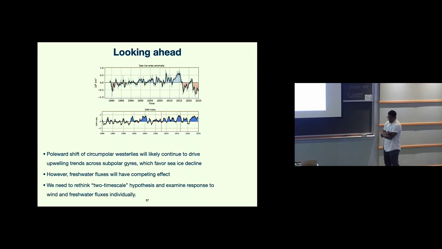Okay, I'll stop here. Oh, one more thing. I think we also need to rethink the two-type field hypothesis, right? I talked through that earlier, and I don't think this idea is wrong, it's just incomplete. It doesn't factor in freshwater fluxes, first of all. It also doesn't help us with internal changes. And so I don't think it's out of the question to think about this in a simple theoretical way and come to some scaling arguments for how the sea ice should respond to changes in both circumpolar westerlies, winds over the gyres, and freshwater fluxes.